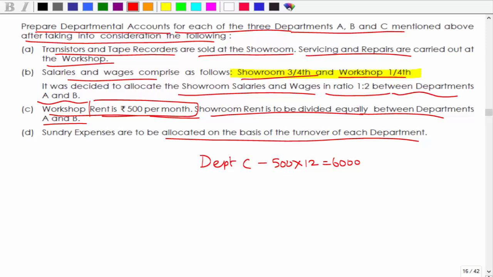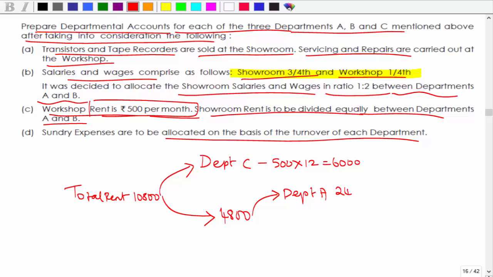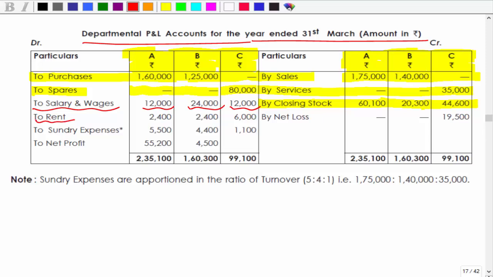So total rent is 10,800 and in that Department C pays 6,000, which means the remaining 4,800 has to be paid by Departments A and B equally. So Department A will pay 2,400 and Department B should pay 2,400. So let's cross check. We have rent: Department A 2,400, Department B 2,400, and Department C 6,000. Any other items we have?